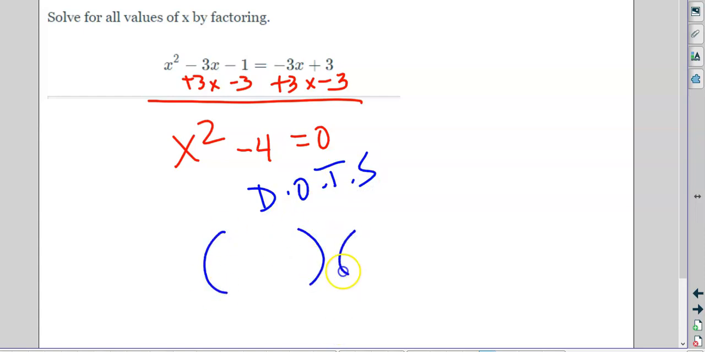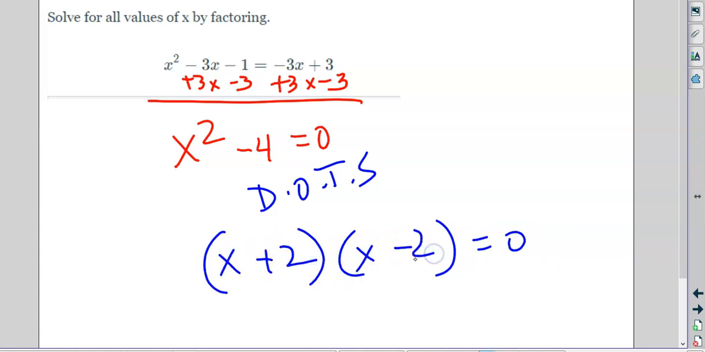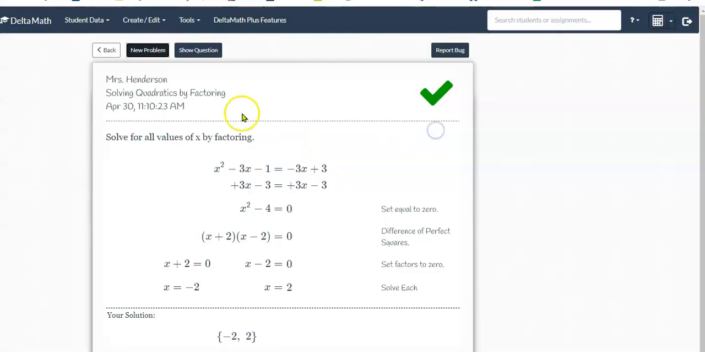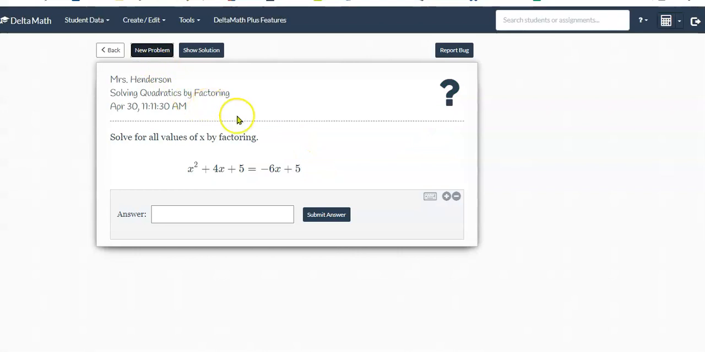We like these because they're super simple to set up. They always start like this. And then we square root the first, we square root the last, and we're done. So if I set these each equal to 0, I'm going to get a solution of -2 here and +2 there. I'm kind of skipping some steps here, but I think you're keeping up. -2 and 2.